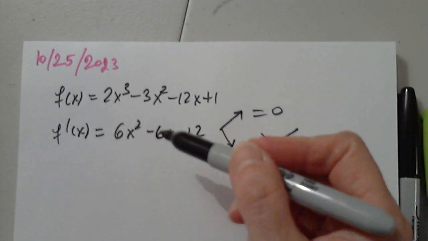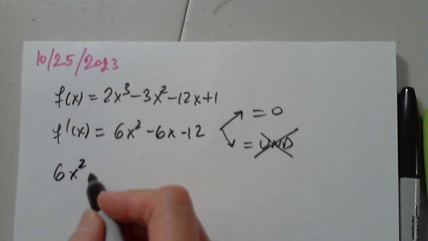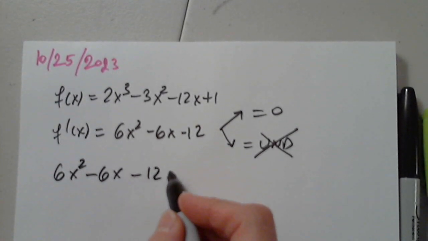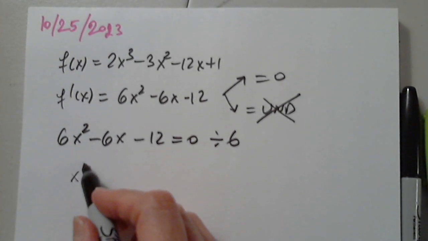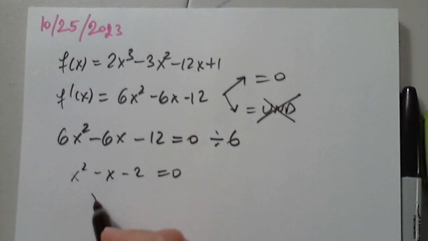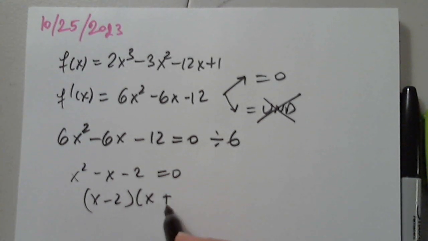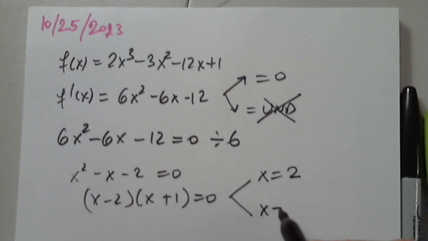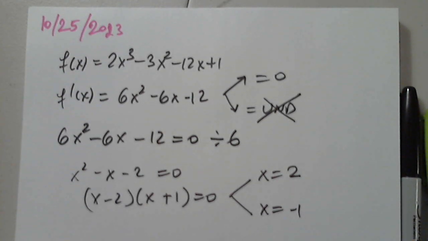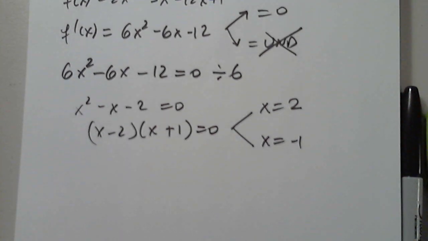Do not ever omit this, because on polynomials it's okay, but on other functions it may not. Okay? So of course, you know me, I like to simplify things as much as possible. I will definitely divide by 6. And then I get x squared minus x minus 2. And then I factor easily. And I got two critical numbers, x equals 2 and x equals negative 1. That's all you needed to do for this exercise.